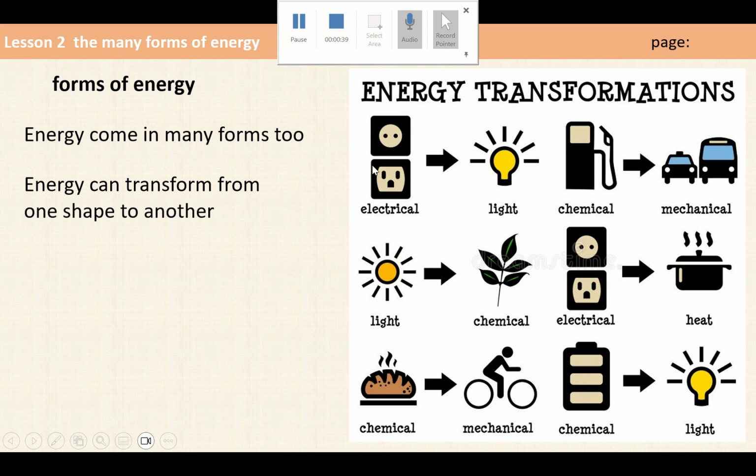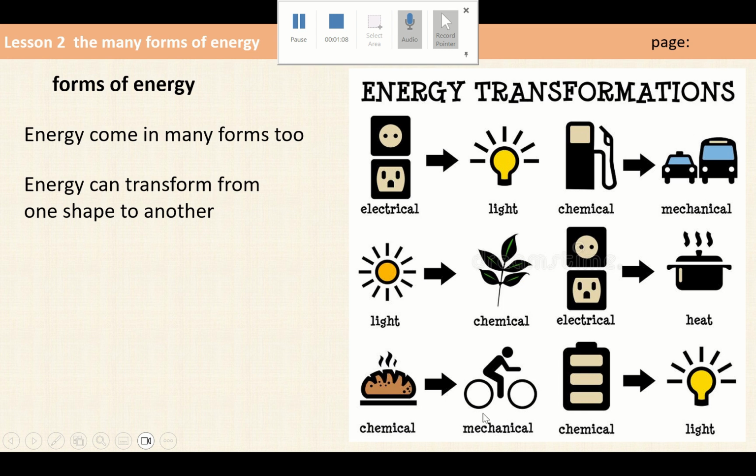For example, in the first picture here, you can see that when you turn on the light bulb, the electric energy is converted into light energy. Also, in plants, the plant takes the sunlight, which is a type of light energy, and converts it into chlorophyll, which is the type of food that plants form. So it turns it into chemical energy.